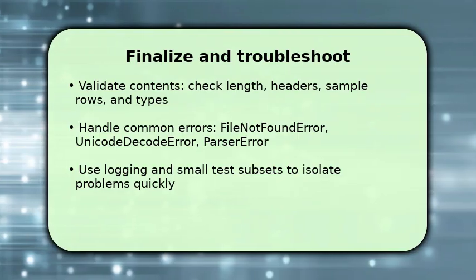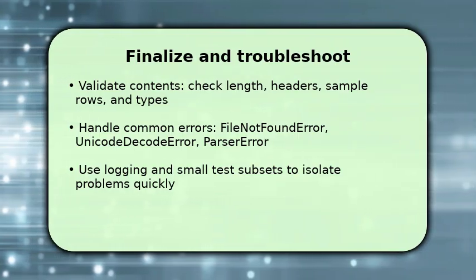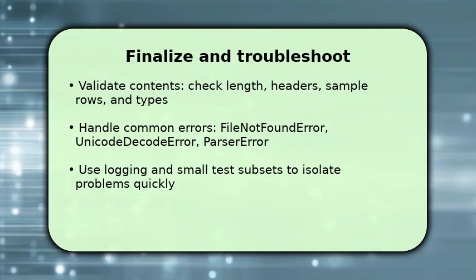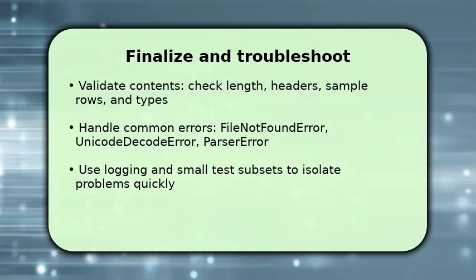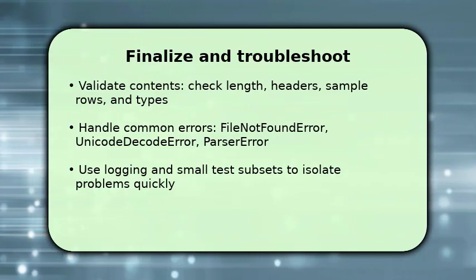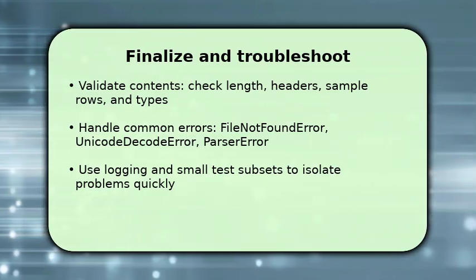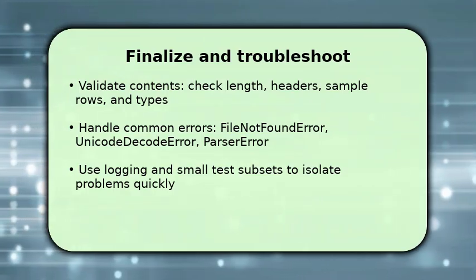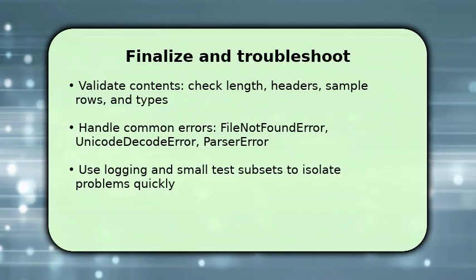Check row count, headers, sample rows, and data types. If you hit file not found error, confirm the resolved path and permissions. A Unicode decode error means try a different encoding like UTF-8-sig or Latin-1. Parser errors usually indicate delimiter or quoting mismatches. Switch to a more permissive reader or pre-clean the file.